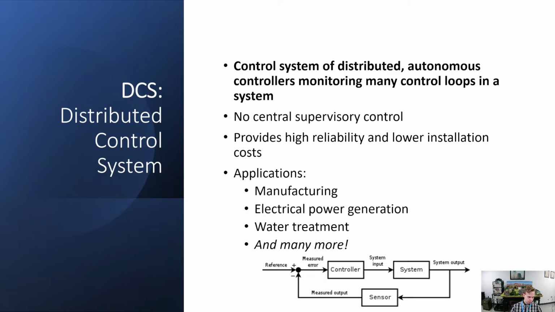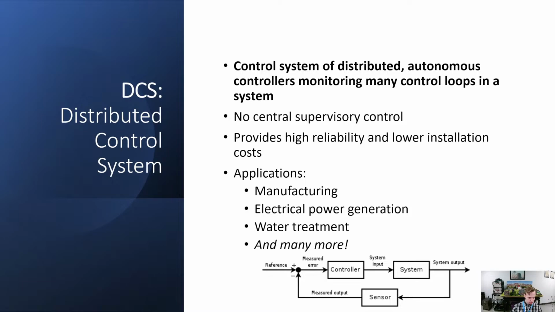So in a DCS, we have a bunch of those different loops with autonomous controllers all communicating. And with that, we have no central supervisory control. So all the loops are talking to each other, and that's how the system is comprised. This provides high reliability and usually a lower installation cost compared to its SCADA counterparts. And these DCS systems are used in things like manufacturing, electrical power generation, water treatment. Again, the list goes on and on. And at the bottom of the slide here, I just have a simple diagram showing what a control loop in a DCS would look like.